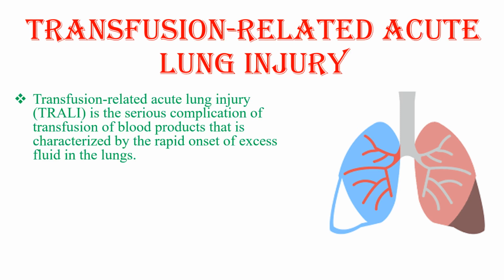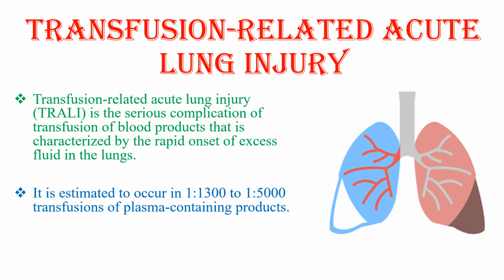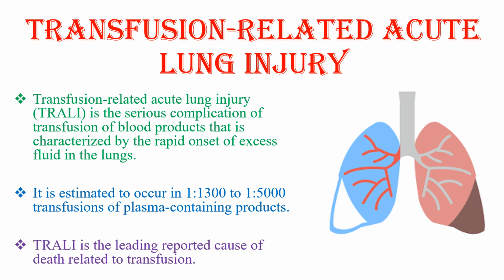Transfusion-related acute lung injury is a serious complication of transfusion of blood products that is characterized by the rapid onset of excess fluid in the lungs. It is estimated to occur in 1 in 3,000 to 1 in 5,000 transfusions of plasma-containing products. Transfusion-related acute lung injury is the leading reported cause of death related to transfusion.